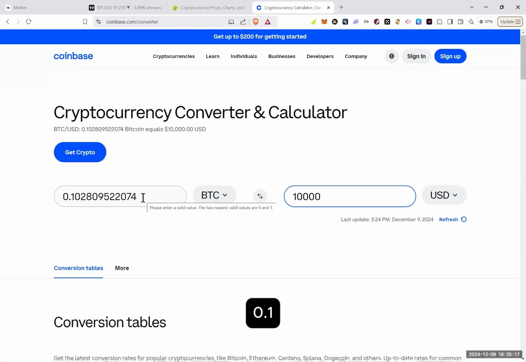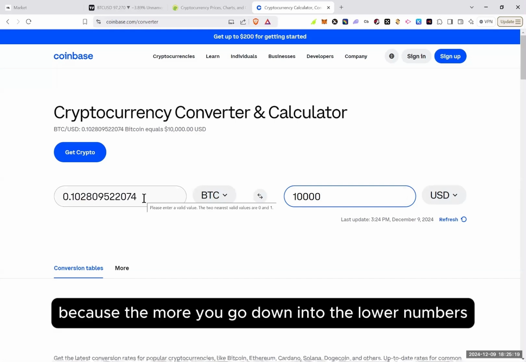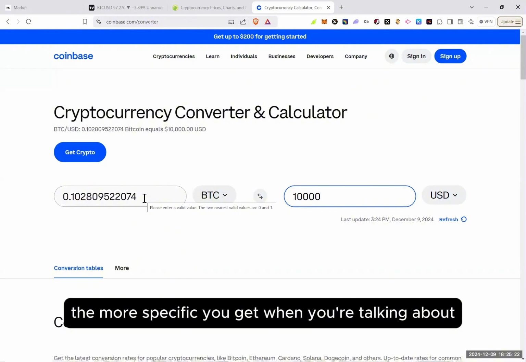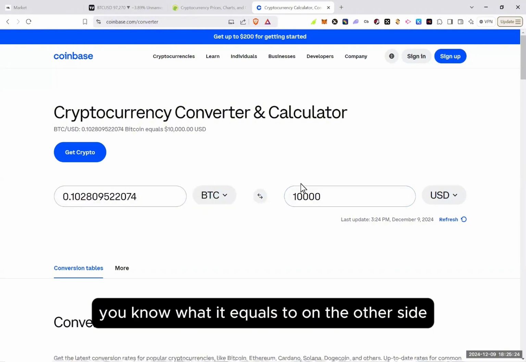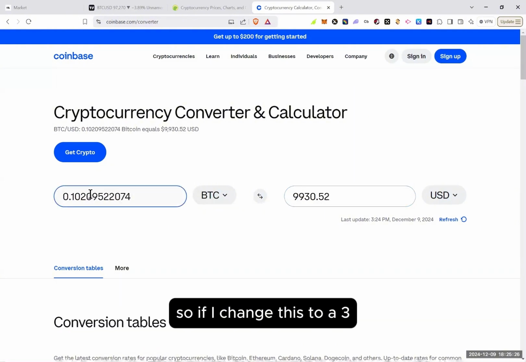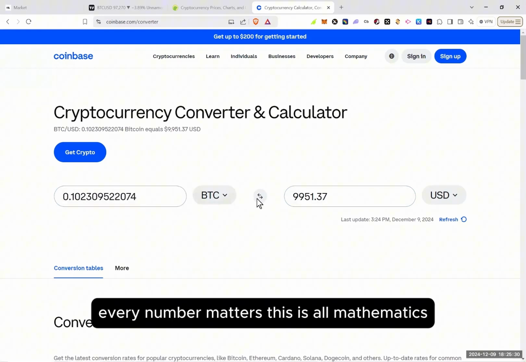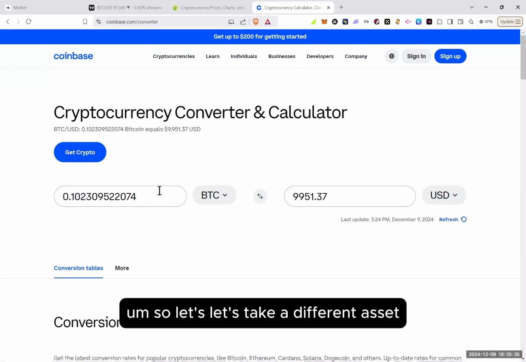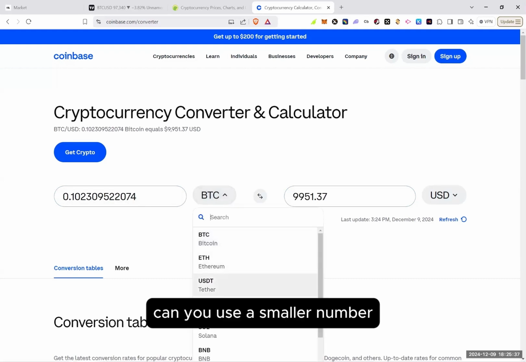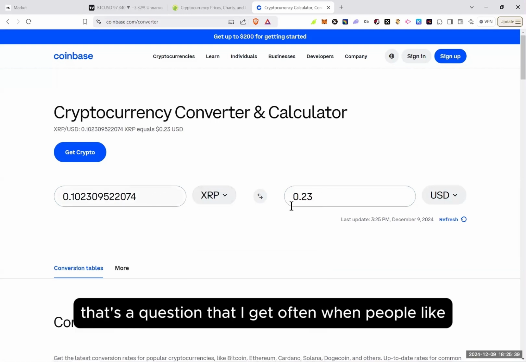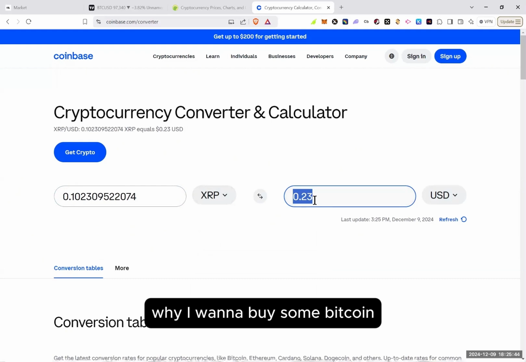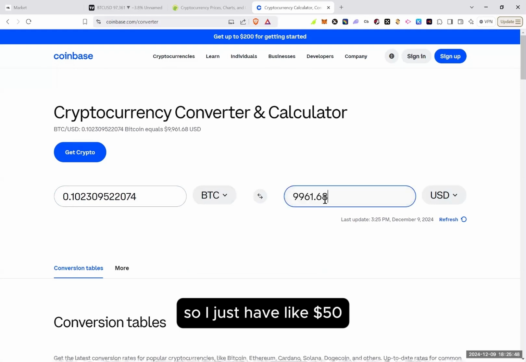But in simple form, 0.1, because the more you go down into the lower numbers, the more specific you get about what it equals on the other side. So if I change this to a 3, that changes it completely. Every decimal, every number matters. This is all mathematics. So let's take a different asset. Can you use a smaller number? That's a question I get often when people say, I want to buy some Bitcoin, but what if I can't buy a whole Bitcoin? I just have like $50.